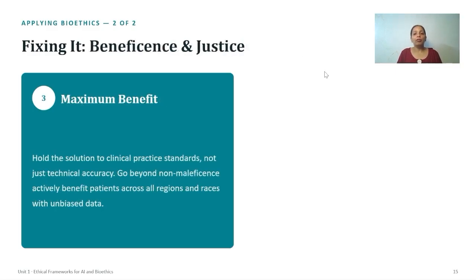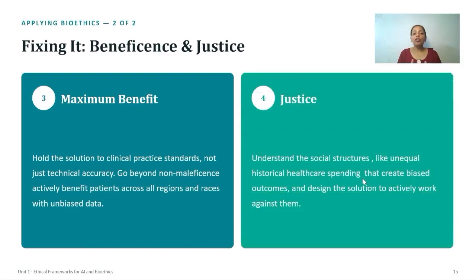Maximum benefit. The solution needed to be held to clinical care standards, not just technical accuracy standards, going beyond do not harm to actually improve outcomes for all patients across all regions and races, providing maximum benefit to all. Fourth, justice. Building this kind of system requires understanding the social structures, like unequal historical healthcare spending, that created the bias in the first place, and actively designing against them.